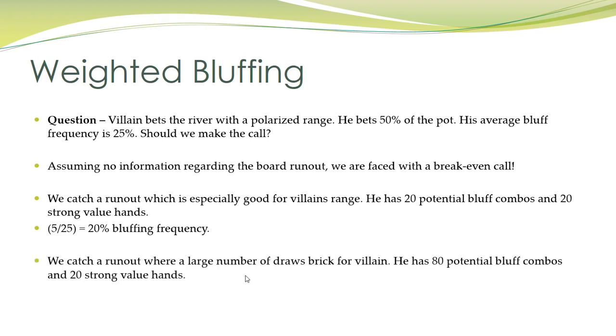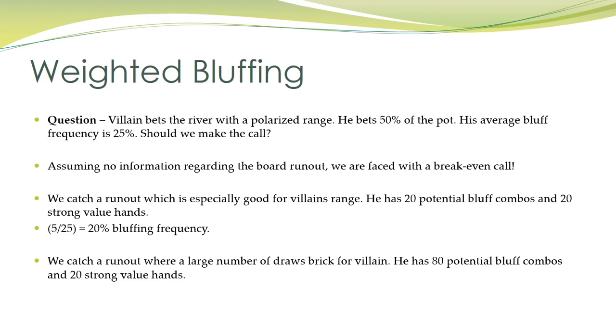Let's see the reverse of that, which is we catch a runout where a large number of draws brick for villain. Perhaps there's a double flush draw out there on the turn, there's a bunch of straight draws. Everything bricks on the river. So when we look at the distribution of his range on the river, let's say he has 80 potential bluff combos and 20 strong value hands.